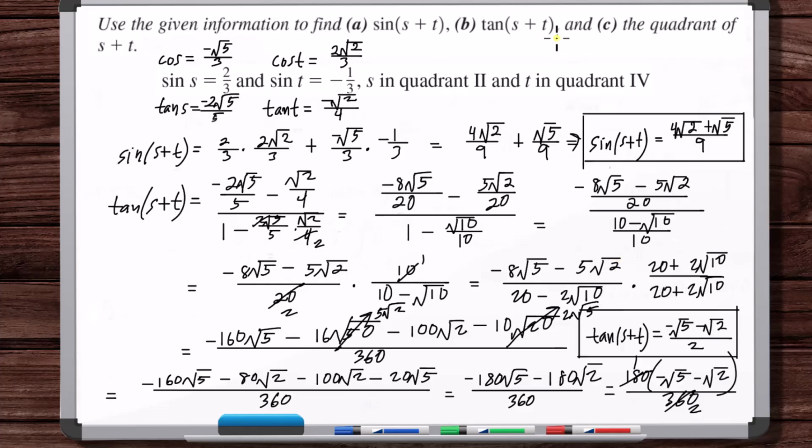Okay. Now the quadrant of s and t. So let's see. Sine is positive. Tangent is negative. Tangent is negative in quadrants 2 and 4. Sine is positive in quadrants 1 and 2. So the answer is quadrant 2.